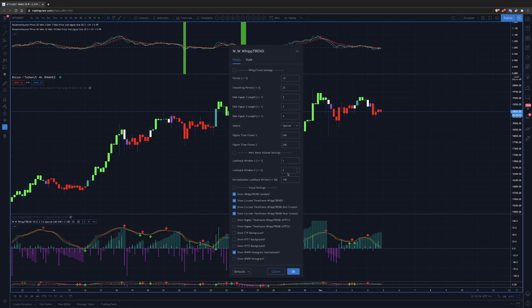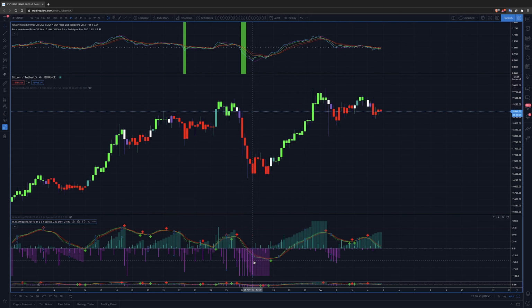We have the look back of 1 and 2. So 1 is the little histogram lines and 2 is the columns. So it shows you the bigger trend, and then it shows you the short, sharp reactions of the volume. And whenever you have a situation like this, where you have a column and then you have the green histogram on top, it's a potential reversal signal.